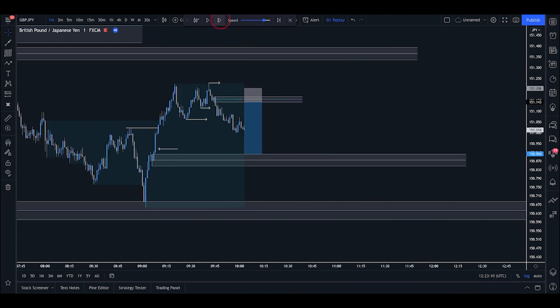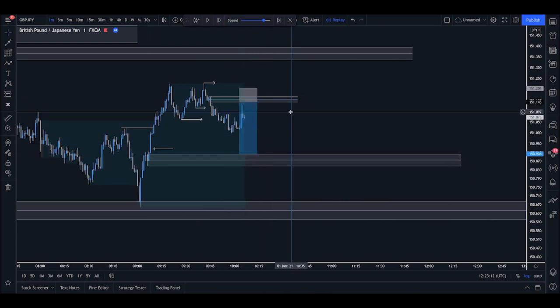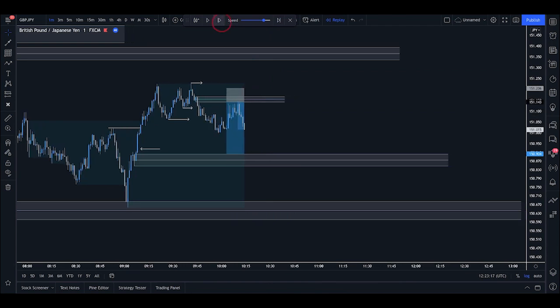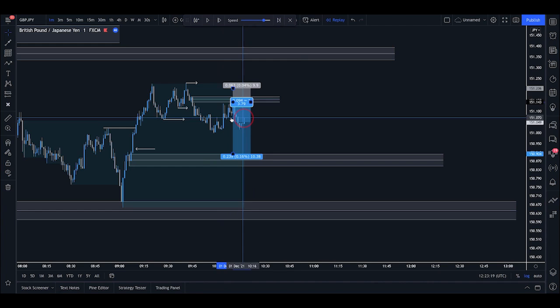So letting the market play out a little bit now. Obviously, if it does fulfill the target before we get tapped in, it's not a trade for us. But if we do get an entry secured on this one, we could then just ride price down. As you can see, we get tapped in there. And now we can just ride price down towards this target.